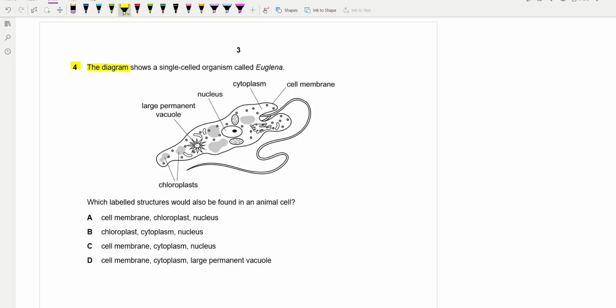Question number 4. The diagram shows a single-celled organism called Euglena. Which labeled structures would also be found in an animal cell? So nucleus, cytoplasm, and cell membrane are also found in the animal cell. The correct option would be option C.